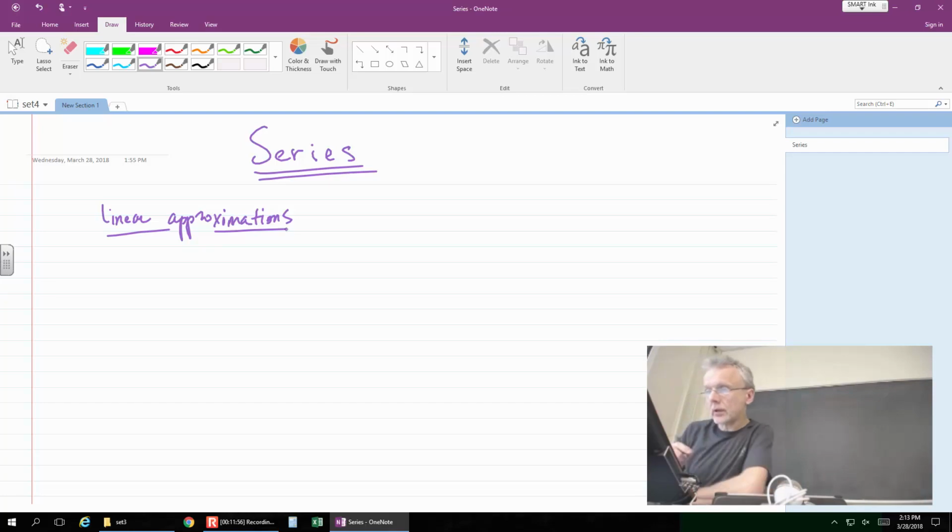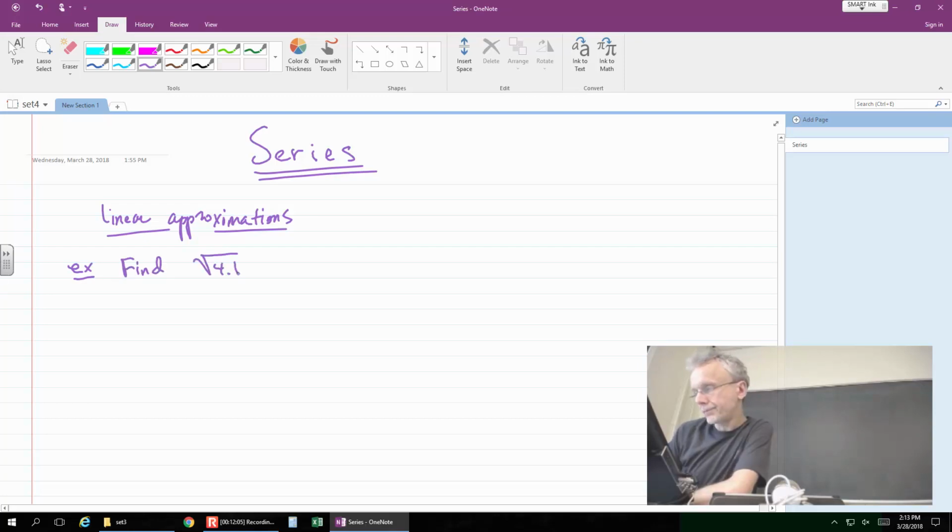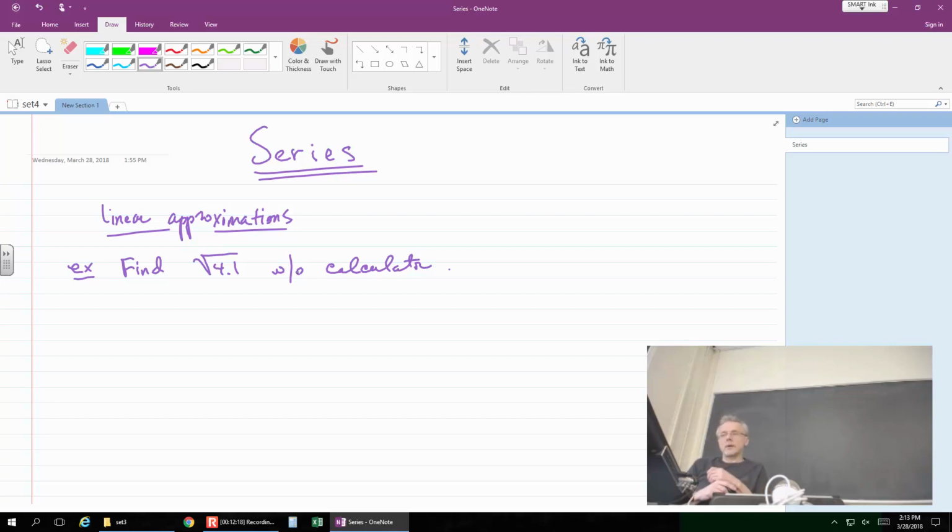Well, let's solve the problem then instead. So find the square root of 4.1 without a calculator. Well, certainly you cannot really find it, but we're talking about the approximations. So what is the best bet on the value of the square root of 4.1?